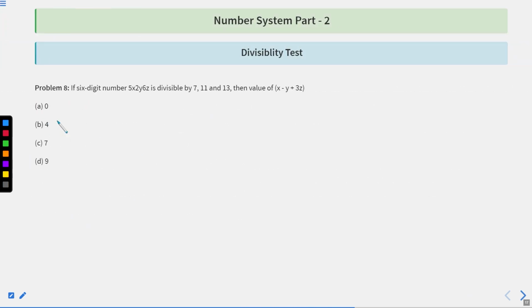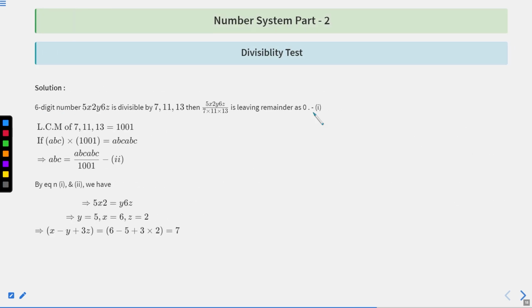Let us now move on to the next problem, problem number 8. If the 6-digit number 5x2y6z is divisible by 7, 11, and 13, then find the value of x minus y plus 3z. So a 6-digit number is given to us, and it is also given that this number is divisible by all of these three numbers. Then we have to find the value of x minus y plus 3z.